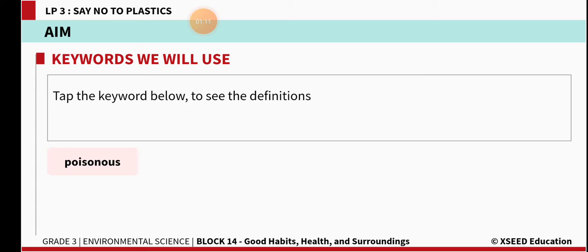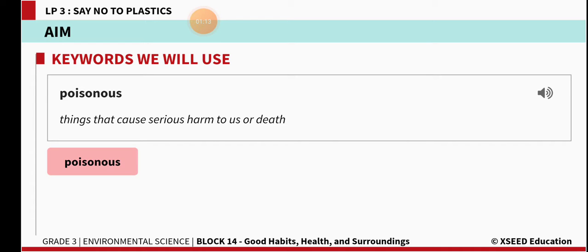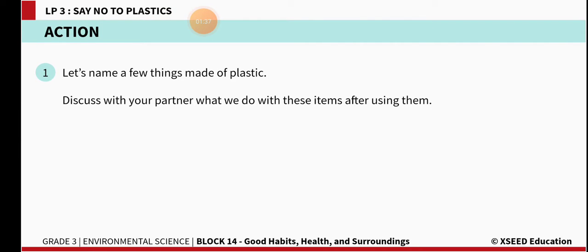Here the keyword you are learning is poisonous. Poisonous means things that cause serious harm to us or even lead to the death of living organisms. So that is called poisonous. Now listen. Poisonous: things that cause serious harm or death. So why is it so serious? Why is it harmful for us? You are going to learn.